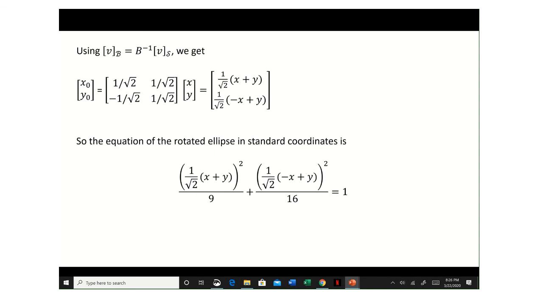Once we have that inverse, we take that inverse, multiply it by the coordinates in the standard basis, and we get the coordinates in the new basis. So our new point is our B inverse times xy, which gives that. So if we want our equation now for that new ellipse, we just replace the xy with these new numbers, and we get this. And by doing this, we have now an equation for an ellipse that has been rotated 45 degrees.